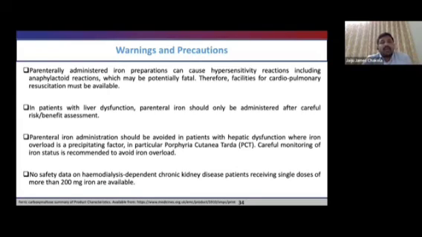Warnings and precautions. Parenterally administered iron preparations can cause hypersensitivity reactions, including anaphylactoid reactions, which may be potentially fatal. Therefore, facilities for cardiopulmonary resuscitation must be available. In patients with liver dysfunction, parenteral iron should only be administered after careful assessment. Parenteral iron administration should be avoided in patients with hepatic dysfunction where iron overload is the precipitating factor, in particular porphyria cutanea tarda. Careful monitoring of iron status is recommended to avoid iron overload. No safety data on hemodialysis dependent CKD patients receiving single doses of more than 200 mg iron are available.